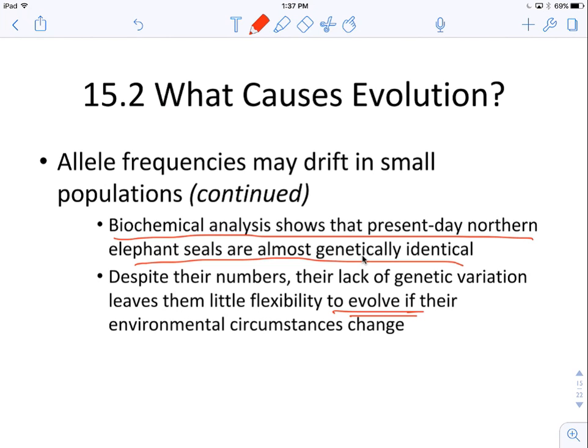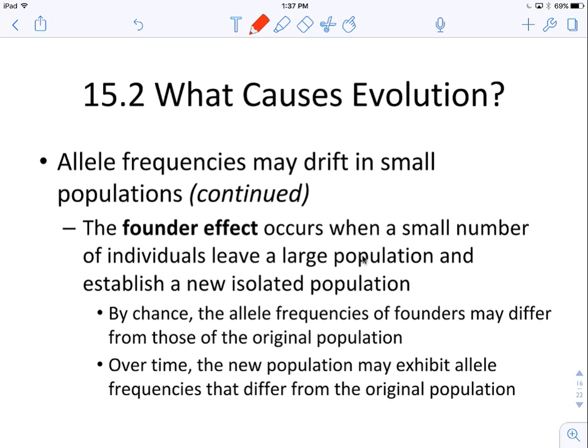So that's bottleneck. Next, we're going to look at the founder effect. The founder effect, again, the end product is similar. You have a small population that has a gene pool that's not representative of the original gene pool. But the founder effect occurs when a small number of individuals leave a population and establish a new isolated population.